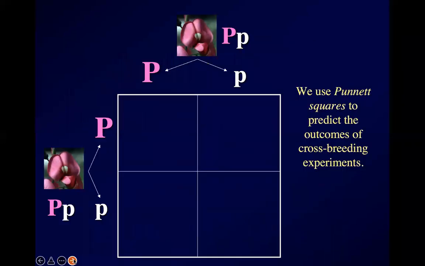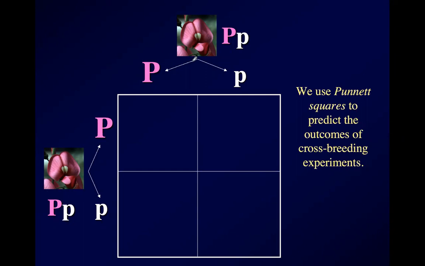And we use these little calculating devices that were worked out by a guy named Reginald Punnett. They're called Punnett squares. And we can use that to predict the outcomes of crossbreeding experiments. So if we cross two pea plants that are both heterozygous, they have one dominant purple allele and one recessive white allele of the gene for flower color. We can represent that as capital P, lowercase p.